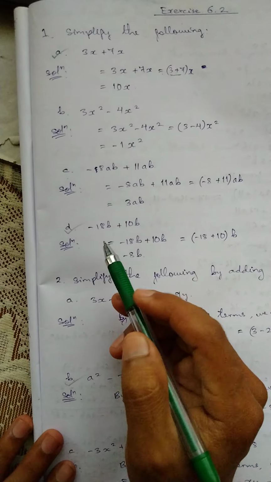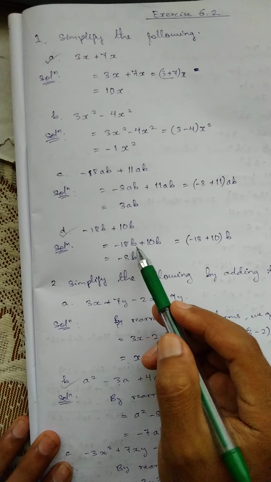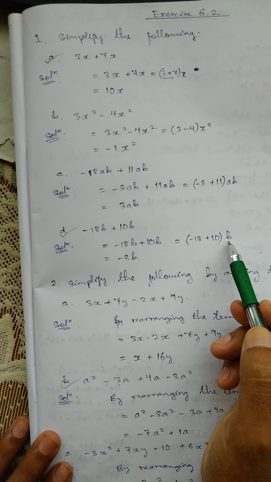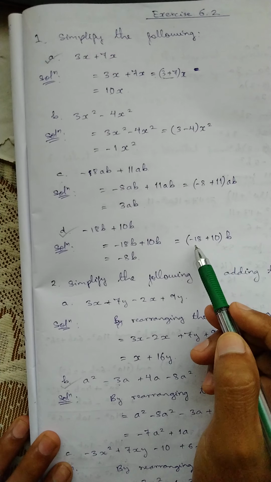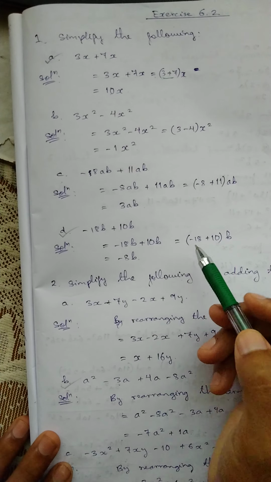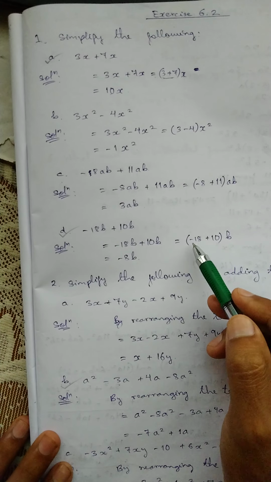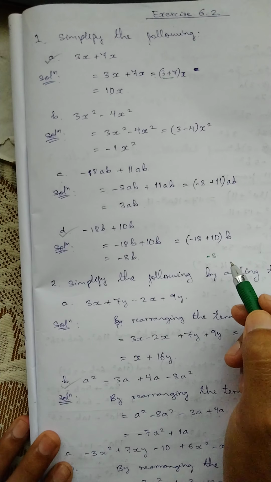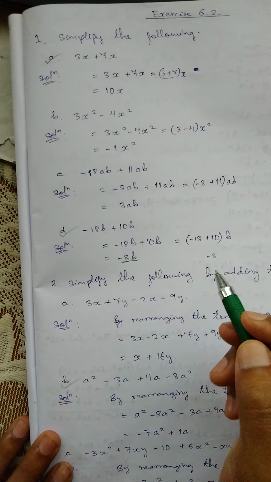Now coming to question number D. Question number D is minus 18b plus 10b. In the next step, again, I took b common. So what is inside is minus 18. Make sure that you don't miss the minus, because there is a minus, so we have to write minus 18 plus 10. So minus 18 plus 10, you get minus 8. Then multiply this minus 8 with this b, and you'll get minus 8b.